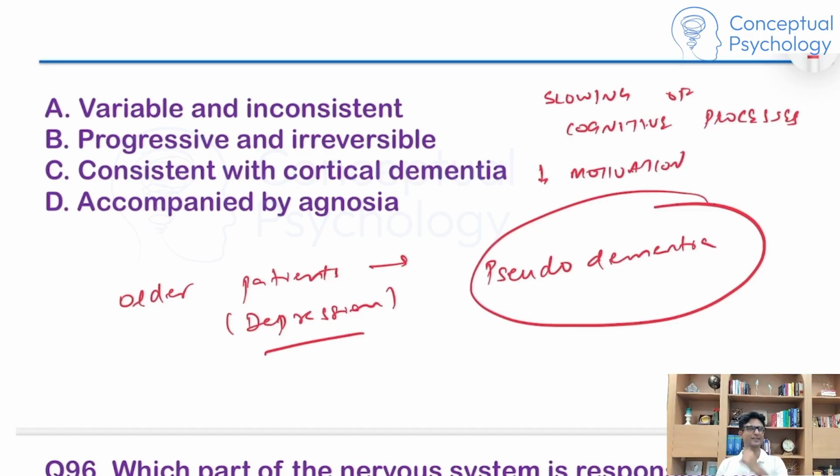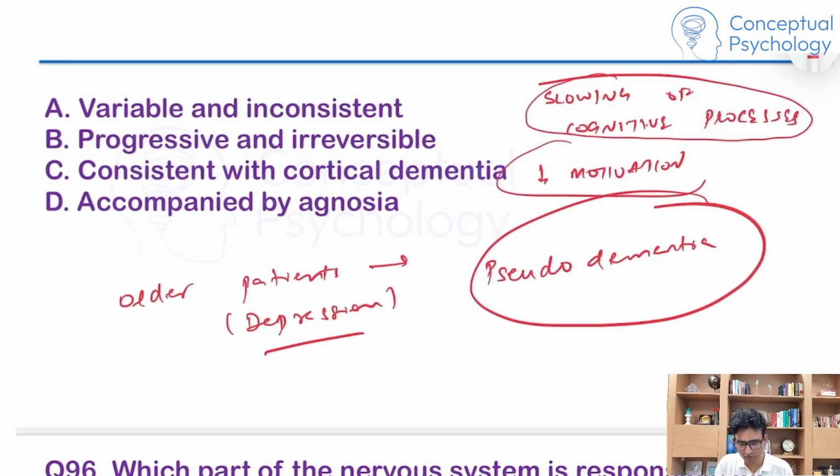But see what happens. Say you are conducting a test on an older patient who has depression. Now he is not able to answer the questions because the cognitive processes are slowed down. Add to that, he does not have any motivation to answer. Now say you start the treatment, cognitive behavioral therapy or medications, and the depression improves. Immediately the answers will improve, motivation will improve. That is why you call this pseudo-dementia. It's not real dementia. Just by improving the depressive symptoms, the cognitive functioning will improve.